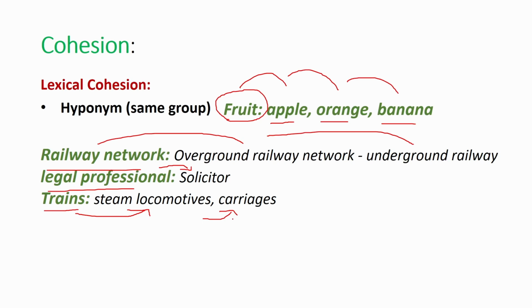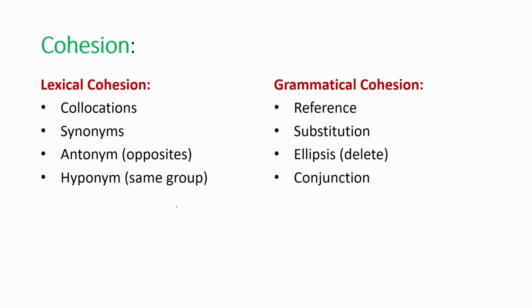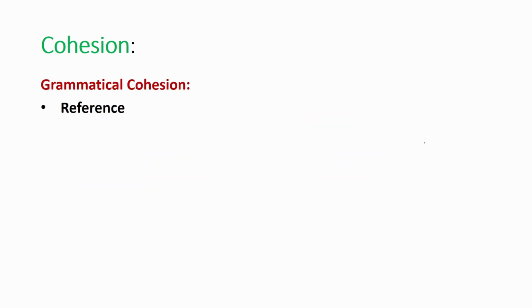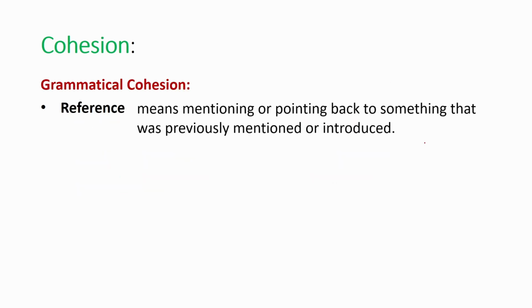So this form of presenting words that belong to the same category or group or family also can increase the cohesion of the text. So we've worked on lexical cohesion, again, vocabulary and words. We talked about the examples of collocations, synonyms, opposites, and hyponyms in the text. Now let's focus on grammatical cohesion. First up, we have reference.